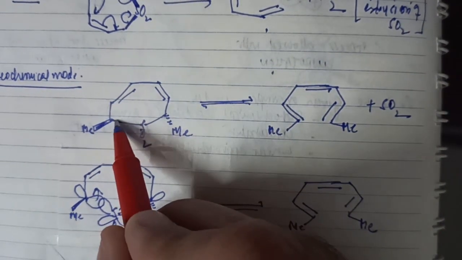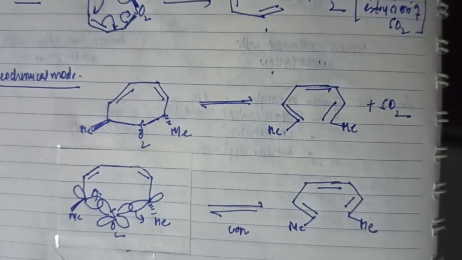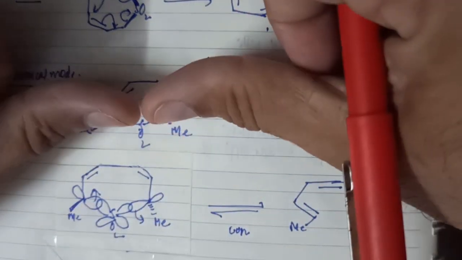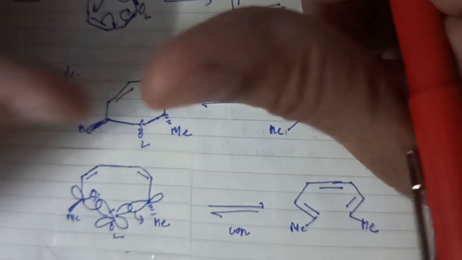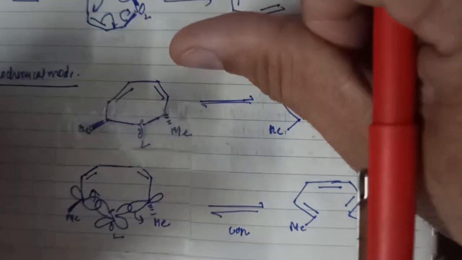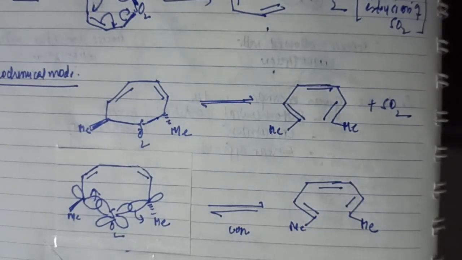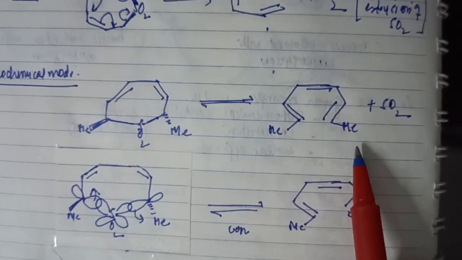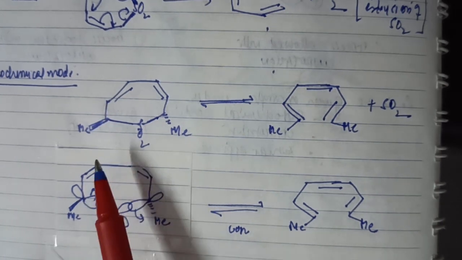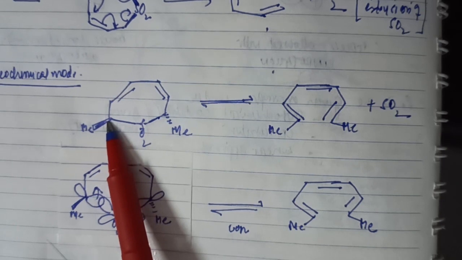We know that this and this lobe are opening up. How will these two lobes open up? The lobe is something like this. This can open up like this, or this can open up like this. If it opens up like this, it is disrotatory. If it opens up like this, it is conrotatory. Which way it opens up is decided by the positioning of the substituents in the acyclic component. Now as you can see here, this methyl is above the plane.